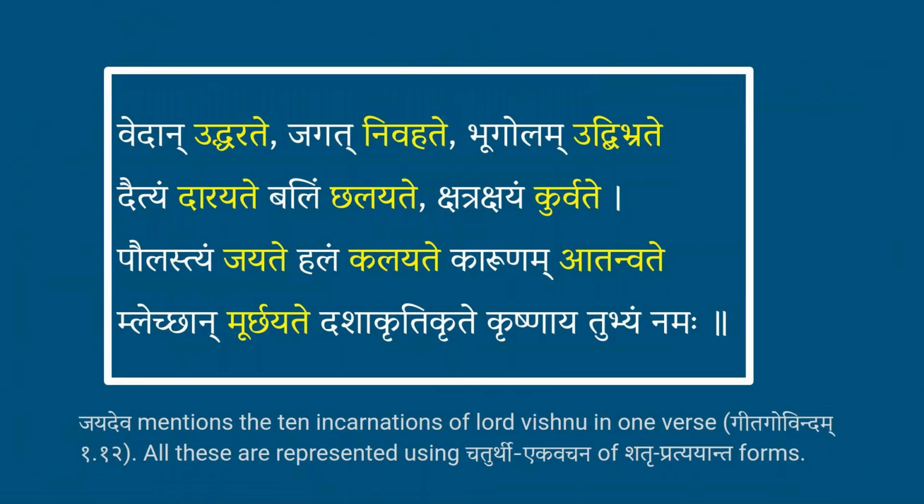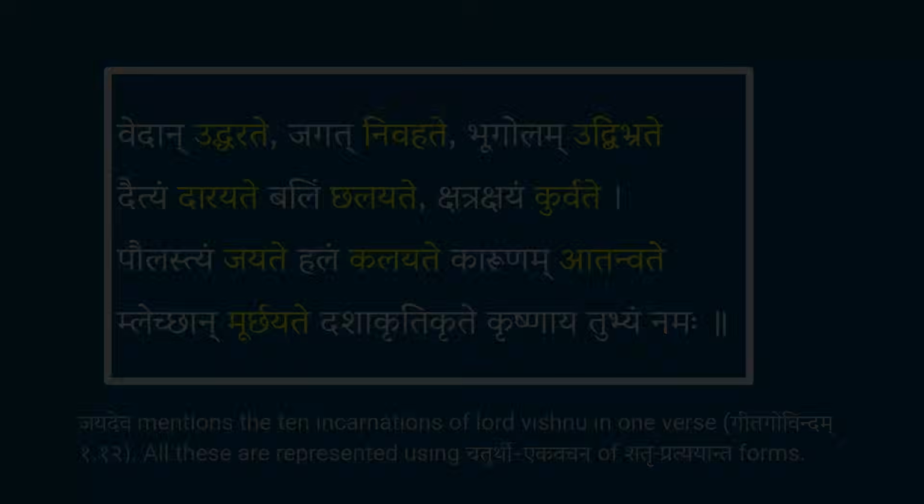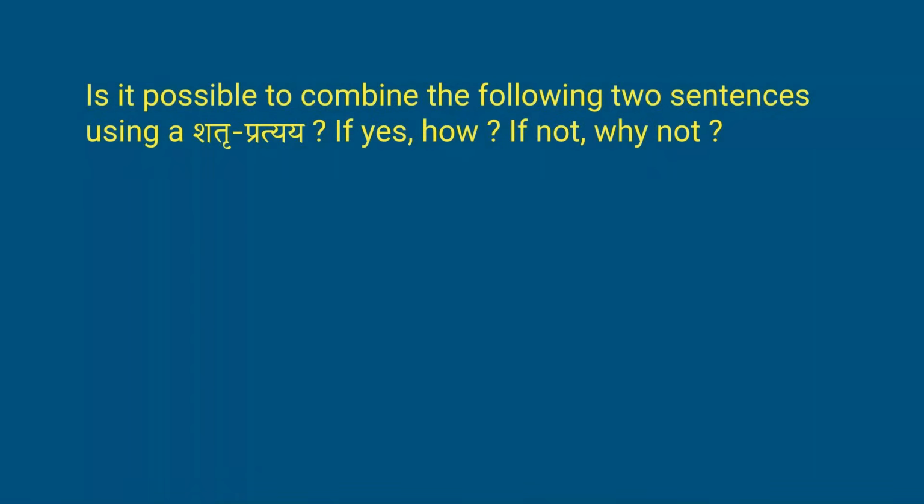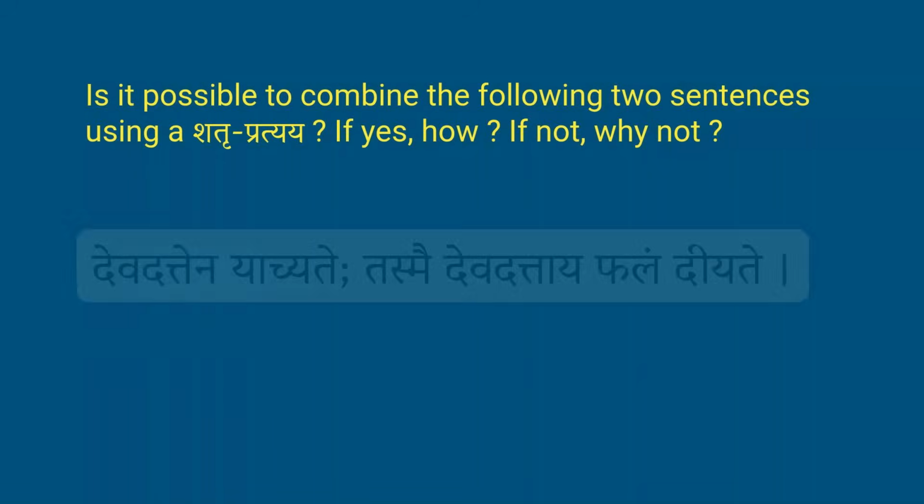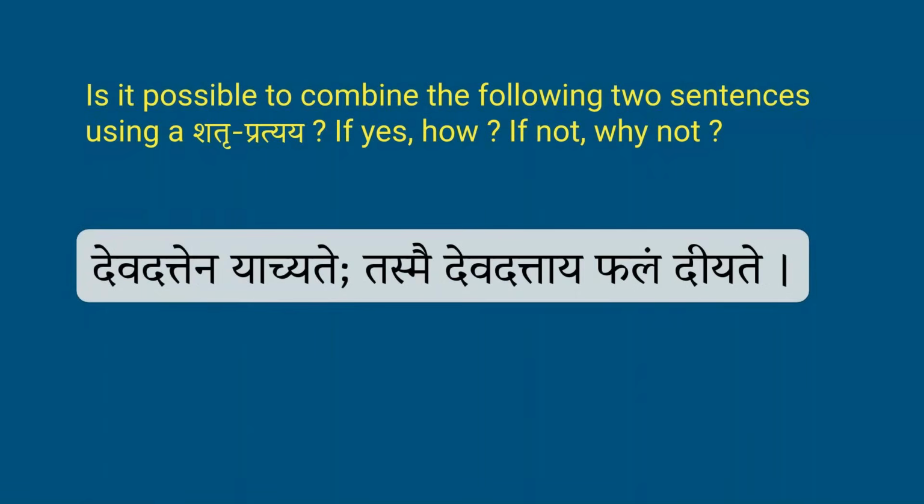This single shloka mentions the 10 incarnations of Lord Vishnu using 10 different Shatru Pratyayanta words, all in the Chaturthi Ekavachanam. And before we conclude, here is a pop quiz for all the viewers. Is it possible to combine the following two sentences using a Shatru Pratyaya? If yes, how? And if not, why not? Devadattena yachyate tasmai devadattaya phalam diyate.